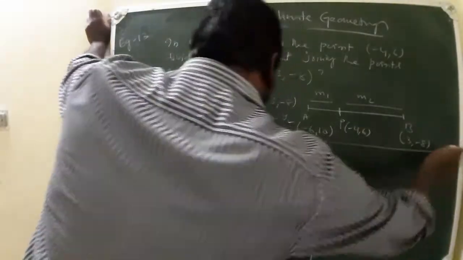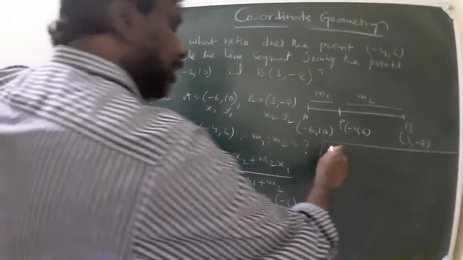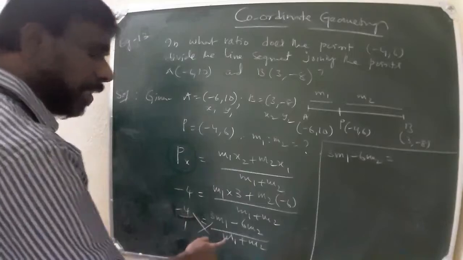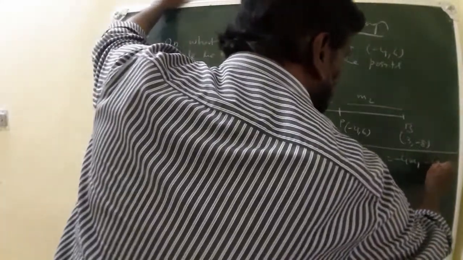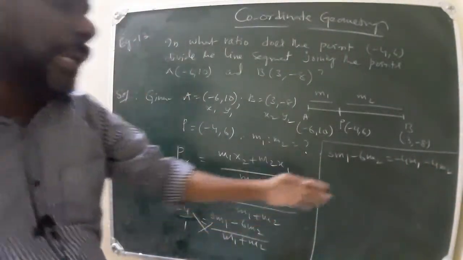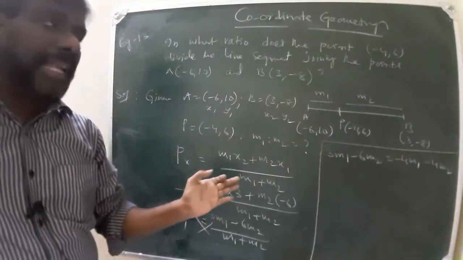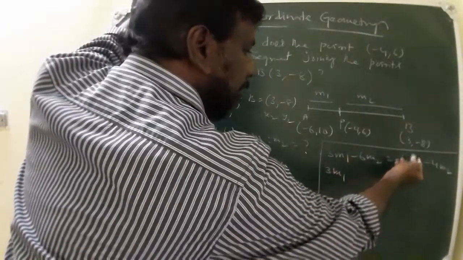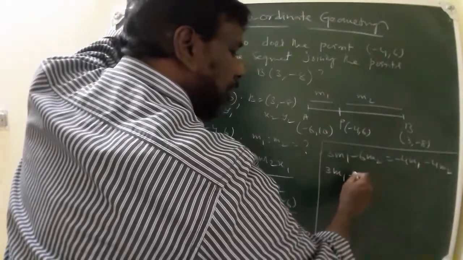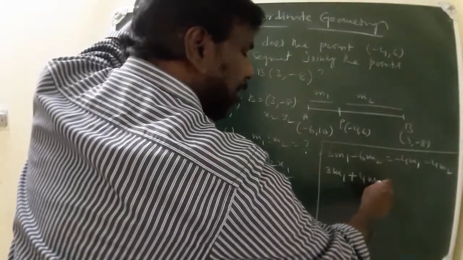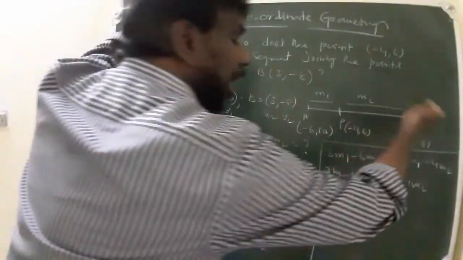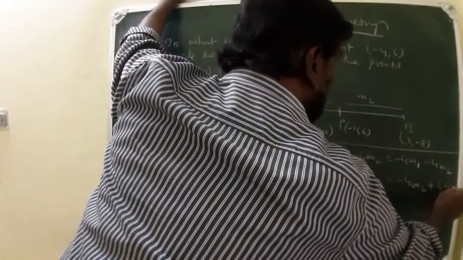So now you have to take 1 into this one, 3M1 minus 6M2 is equal to minus 4 into M1, minus 4M1, minus 4 into plus M2, minus 4M2. Now, on the left side you have to transpose all M1 values, and on the right side all M2 values. Here M1 is already there. This M1, minus 4M1, if you transpose here it becomes plus 4M1. Here minus 4M2 is already there. This M2 value, transposed to that side, becomes plus 6M2.